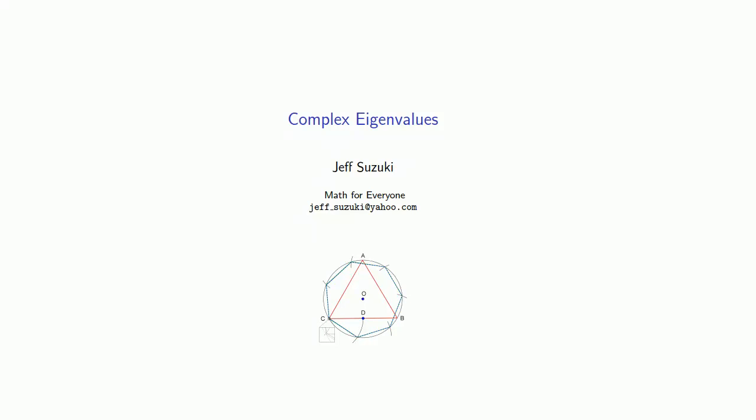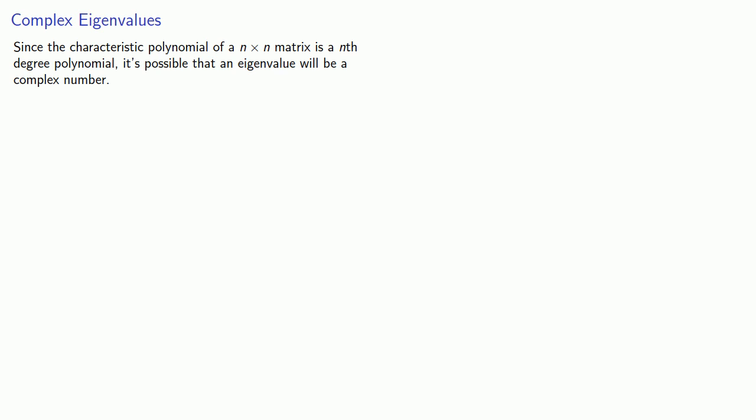Since our eigenvalues come from solving an equation, it's possible that some of those solutions might be complex numbers. In particular, since the characteristic polynomial of an n by n matrix is an nth degree polynomial, it's possible that an eigenvalue will be a complex number. We can still find the associated eigenvectors using the arithmetic of complex numbers.